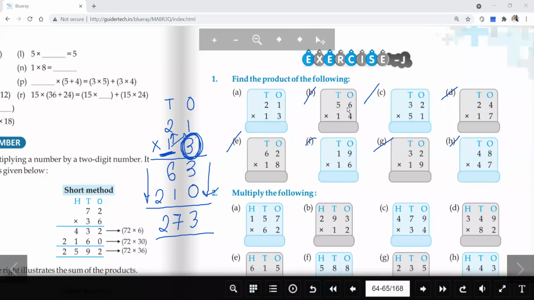Exercise J, all of you complete in the classwork copy, in the copy only, because in the book there is no space for writing 3 lines for each multiplication. After doing that, the rest of the sums, whatever is left from today's class, you need to do at home.